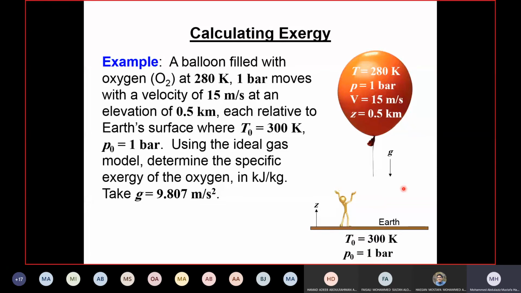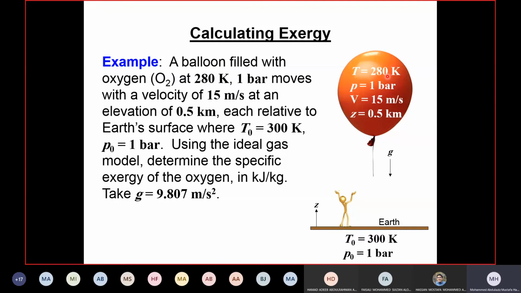Do you understand the question? The question has a balloon, temperature and pressure, velocity, and Z. And the question here: you determine the specific exergy. We need to see how much exergy this balloon has at this state. Remember that the exergy is at a certain state. It has nothing to do with the process itself. It is at this state, it has a certain amount of exergy.